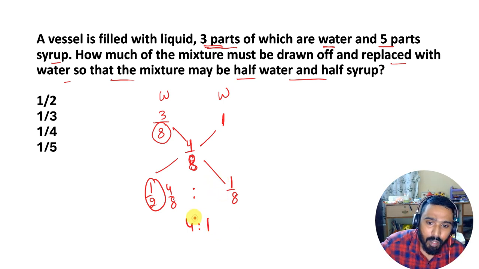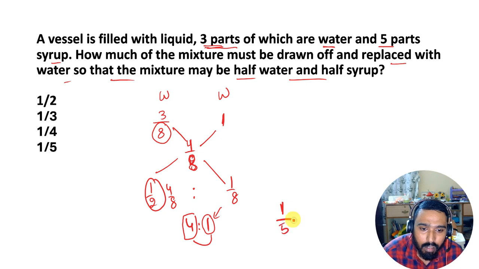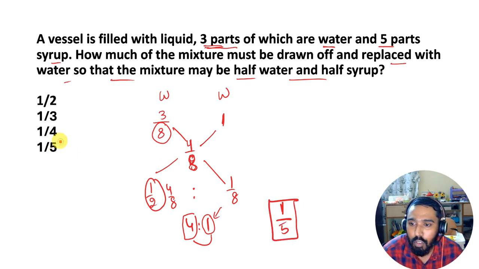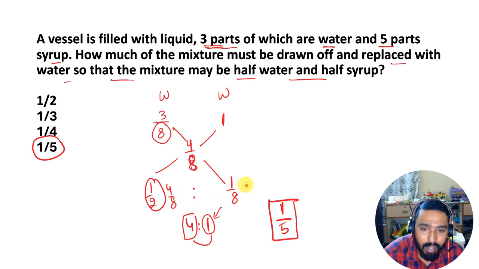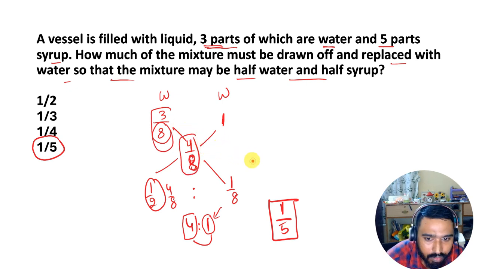That means to these 4 parts I have to add 1 part. How did I add 1 part? Because I removed it from here. Earlier it was 5 parts. I removed 1 part, so I have to add 1 part out of the total 5 parts. 1/5 should be the answer. 1/5 of the mixture should be removed and replaced with pure water, so that it becomes half water and half syrup.